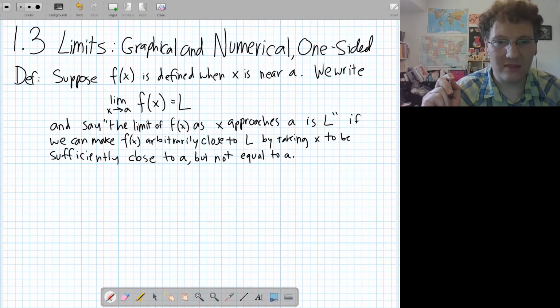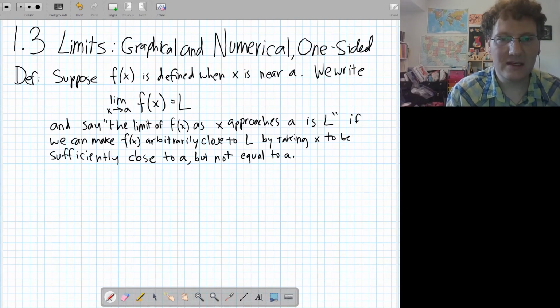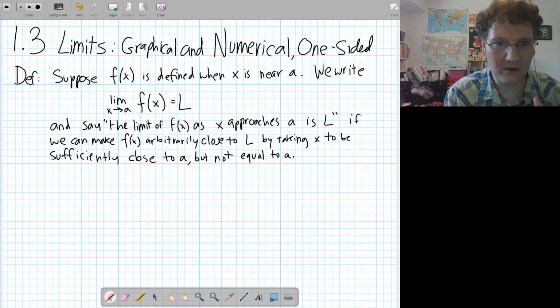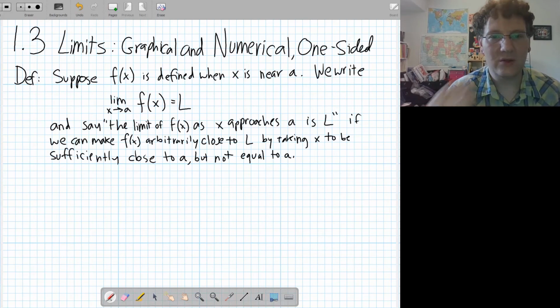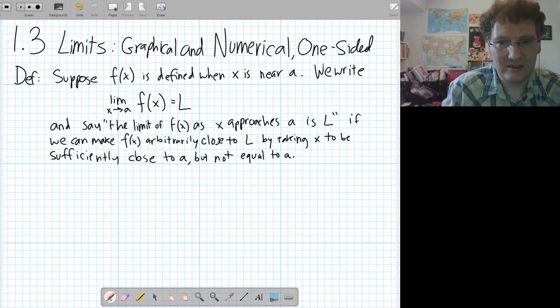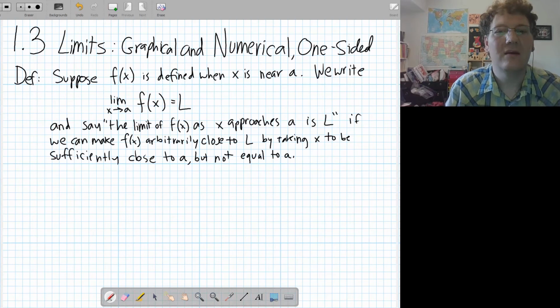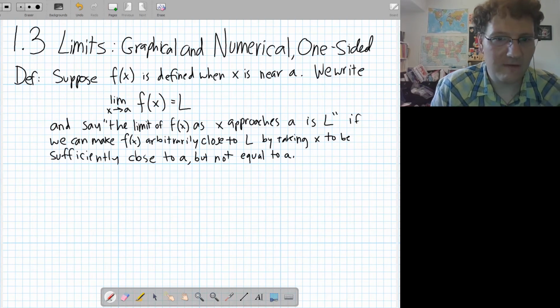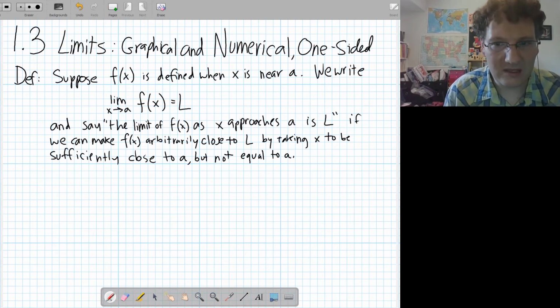If we can make the value of the function f of x arbitrarily close to L by taking x values to be sufficiently close to a, so either above or below a, but not equal to a. So if there's some small boundary around a on either side, where for any x value within that, the value of the function will be as close to L as we want it to be, then we would say the limit of the function f of x as x approaches a is L.